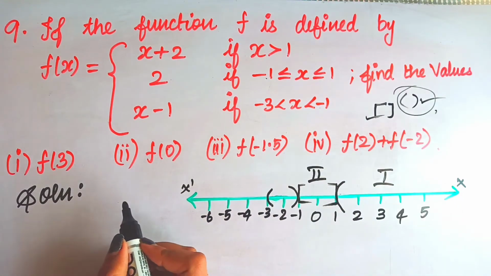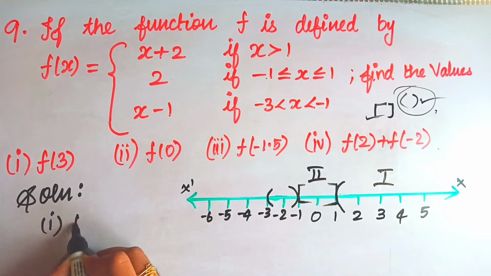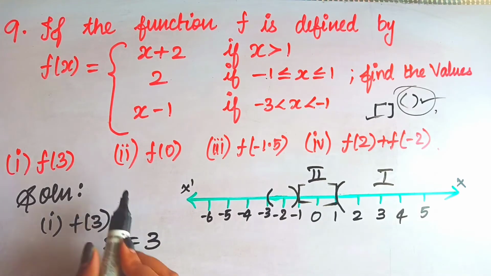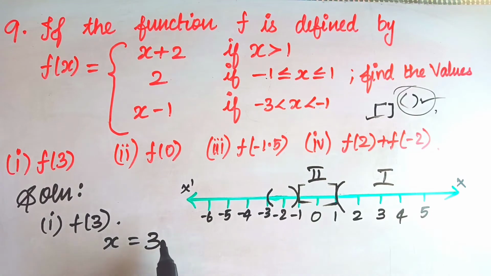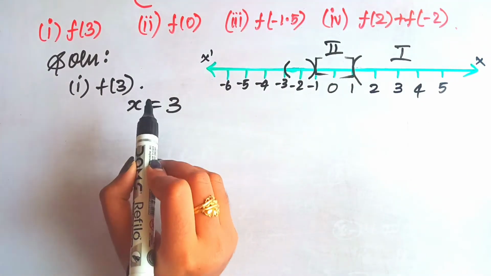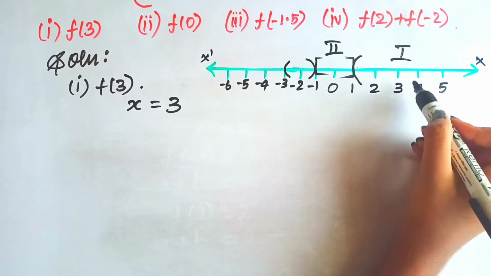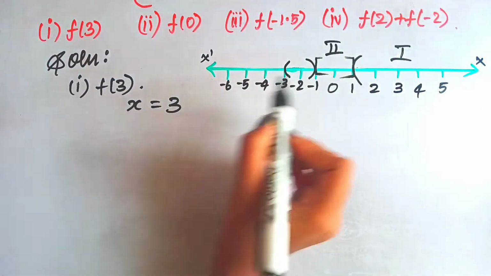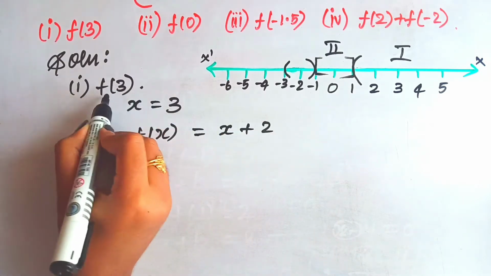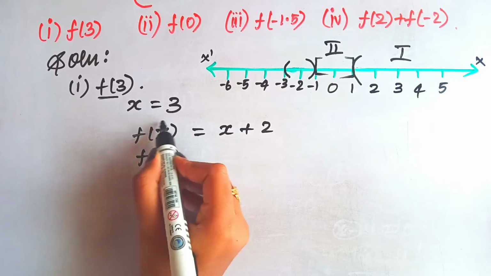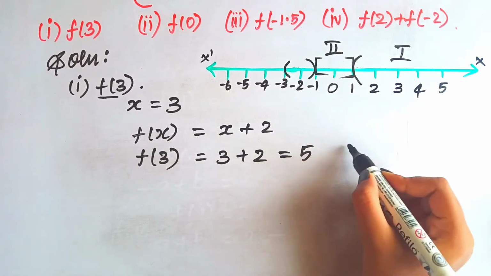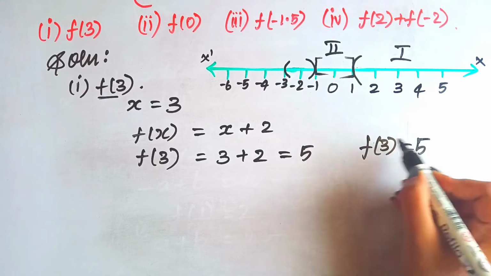Okay, so now let's start doing the first one, which is f of 3. So f of 3, here you can see x is equal to 3, right? In the place of x there is 3, so you can call it x is equal to 3. Since x is equal to 3, we have to find where 3 is here. So it's in the first interval, so we have to use x plus 2. So f of x is equal to x plus 2. We have to find f of 3, so we are replacing x by 3. So 3 plus 2 will be equal to 5. So the first thing we have found is that f of 3 is equal to 5.